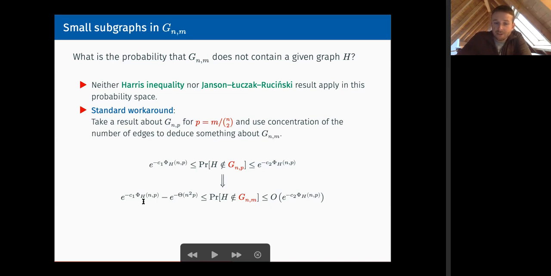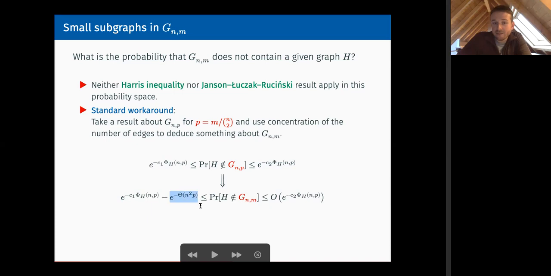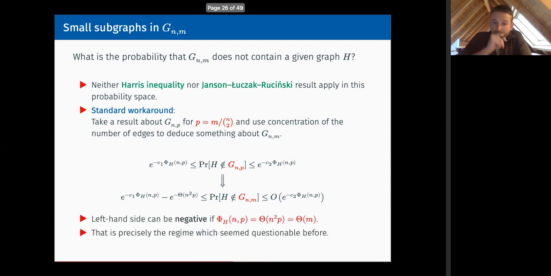And for the lower bounds, we have the same thing as before, plus some error term. And this error term really comes from bounding the probability that the number of edges deviates more than some epsilon n squared p from M. And the problem here is that this term here can become negative if this value here is of order n squared p.